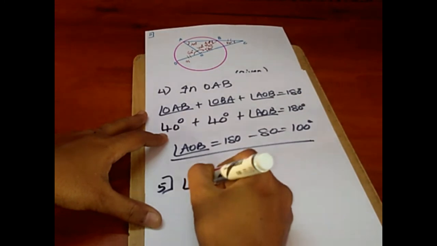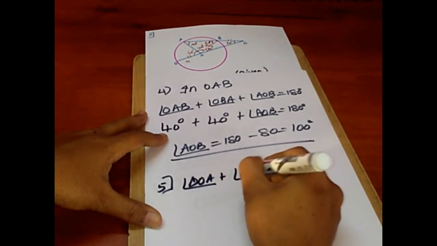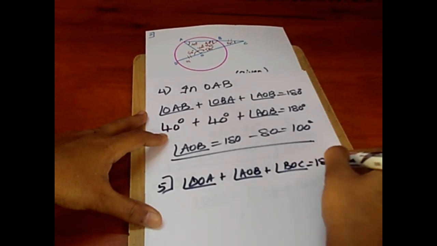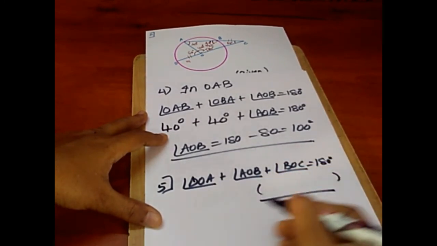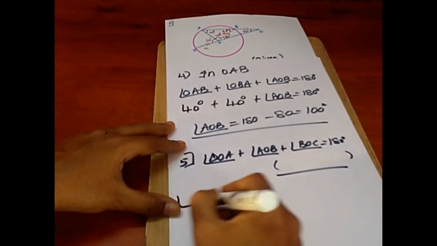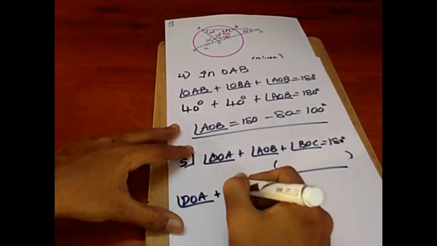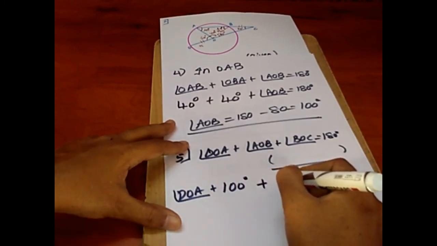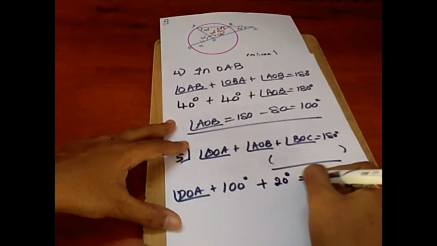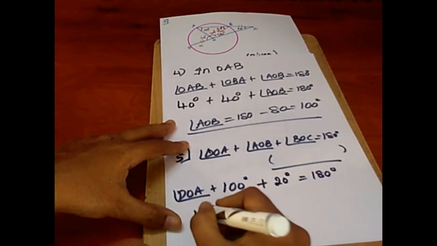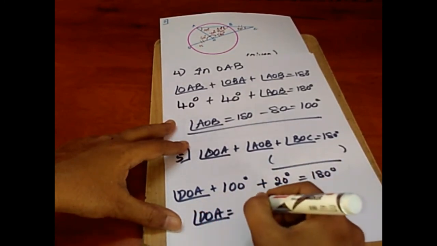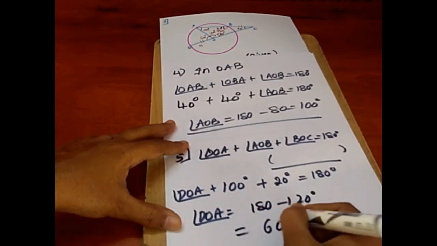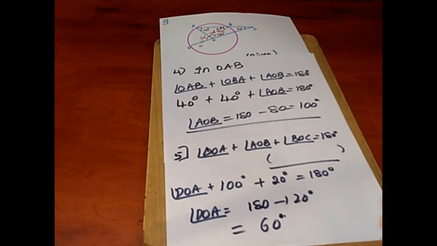Angle DOA plus angle AOB plus angle BOC is equal to 180 degree because DOC is a straight line. So we need to calculate DOA. AOB is 100 degree by step number 4. BOC is equal to 20 degree by step number 1. So hence the measure of angle DOA is equal to 180 minus 120. Measure of angle DOA is equal to 60 degree.